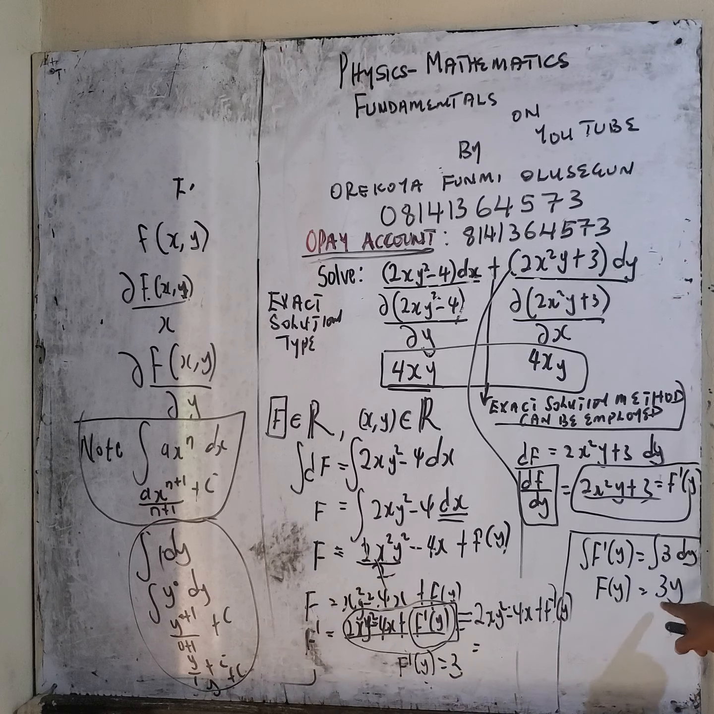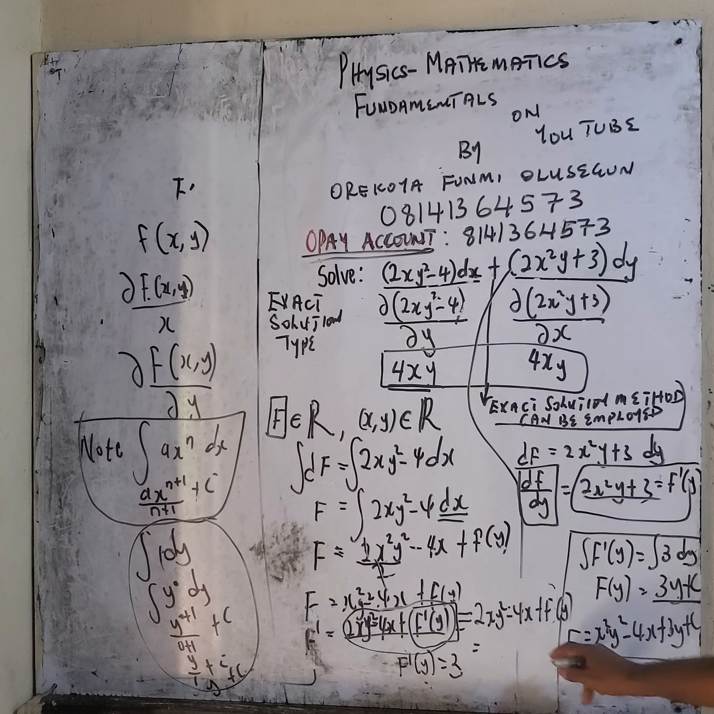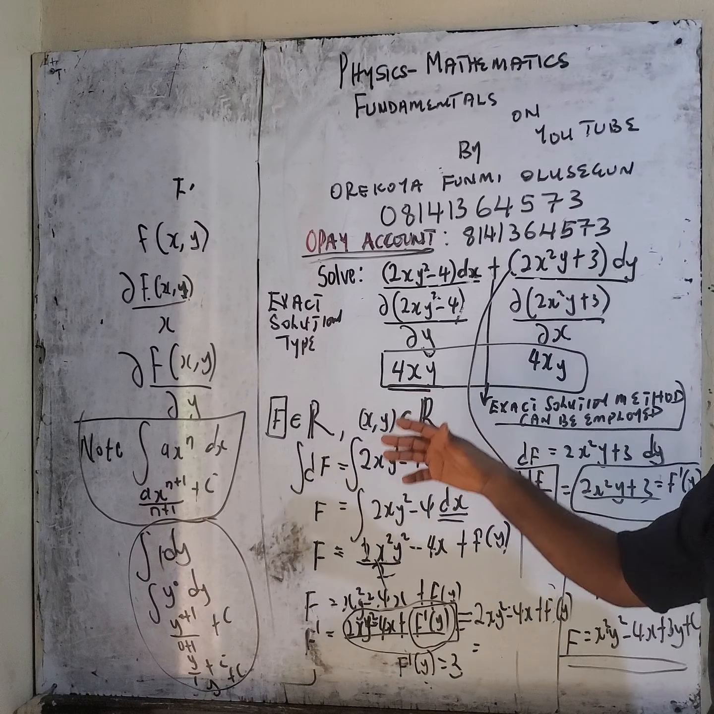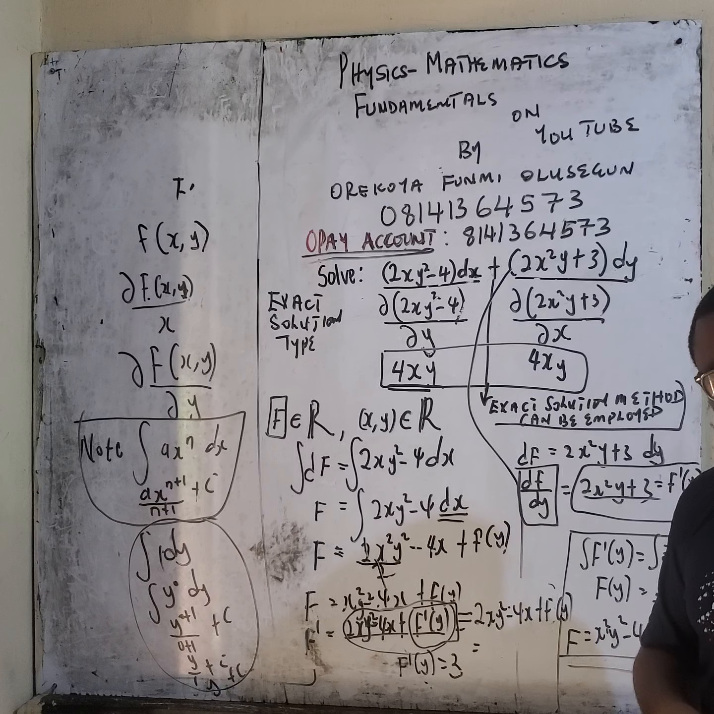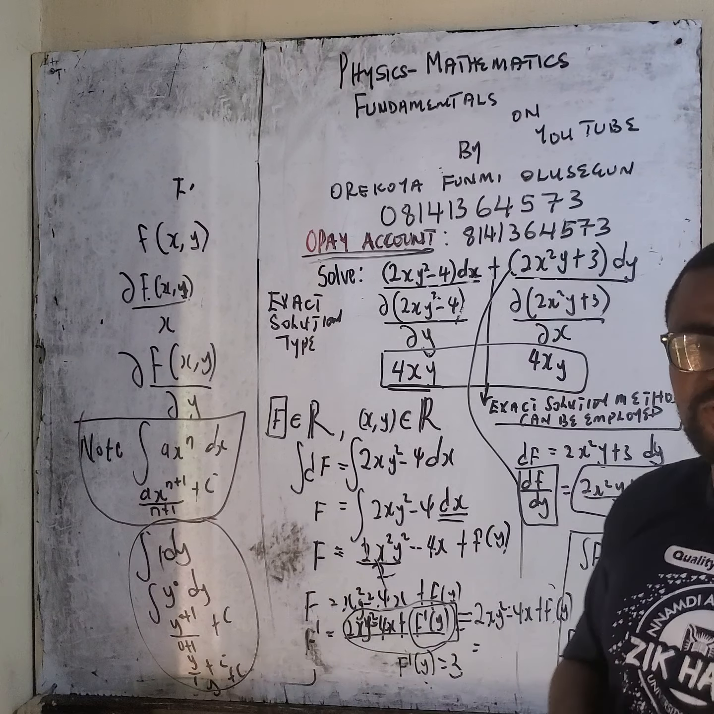Since we have gotten our f of y to be 3y, the solution to this exact method is going to be x squared y squared minus 4x plus 3y. To this 3y, we add the constant of integration, plus 3y plus c. So these are the solution steps to solving the exact method of ordinary differential equation.